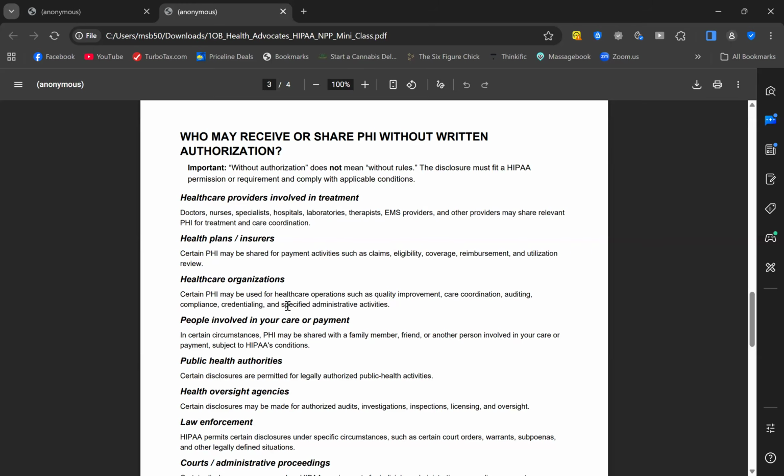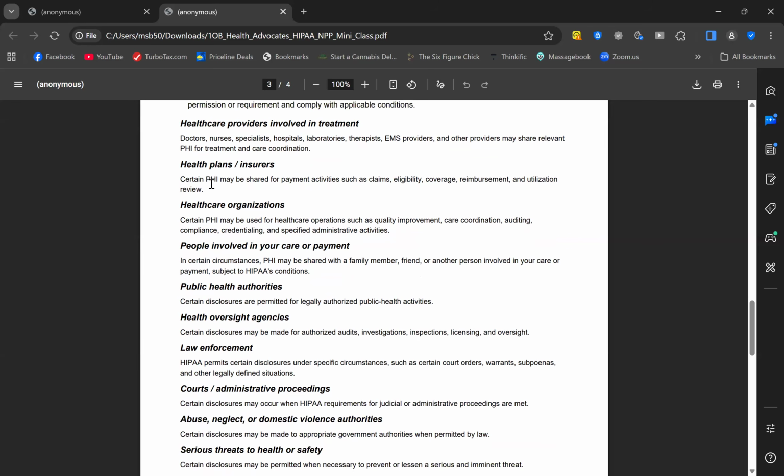Health plans and insurers. Certain health information may be shared for payment activities such as claims, eligibility, coverage, reimbursement, and utilization review. Now, in those separate documents, they have a separate document for payment, and that payment document normally goes like this. They ask you for your health insurance information, you put that in there. But then there's a document that says if your health insurance does not cover it, you are responsible for the bill, and you sign it.